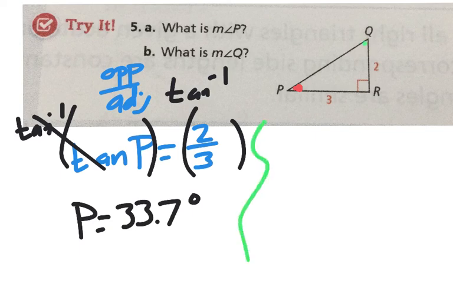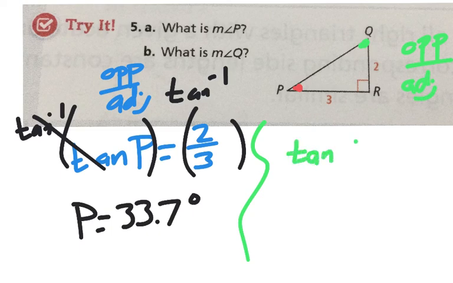Now for the second part, same numbers, same triangle, except now we're looking for angle Q. So now what are the two sides given to me in relationship to Q? Well, I have the opposite side, which is 3, and I have the adjacent side, which is 2. And so which trig function deals with an opposite and an adjacent? That is still the tangent function.